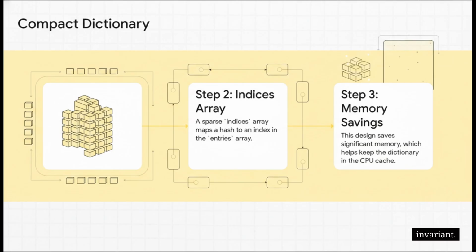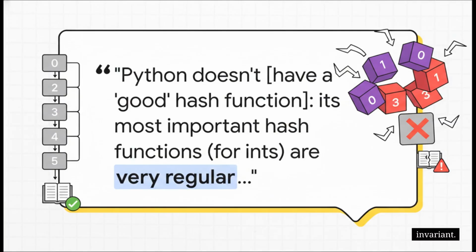It's a super smart design that saves a ton of memory, which also means it's more likely to fit in your CPU's cache, making everything even faster. Now here is where it gets really wild. You would assume that Python uses some incredibly complex, super random hash function to avoid collisions, right? Nope. Turns out, as this comment from the actual CPython source code admits, it doesn't. For integers, the hash of an integer is just the integer itself. This is amazing for the common case where your keys are 0, 1, 2, 3 because you get 0 collisions, but it also creates a massive, predictable vulnerability.